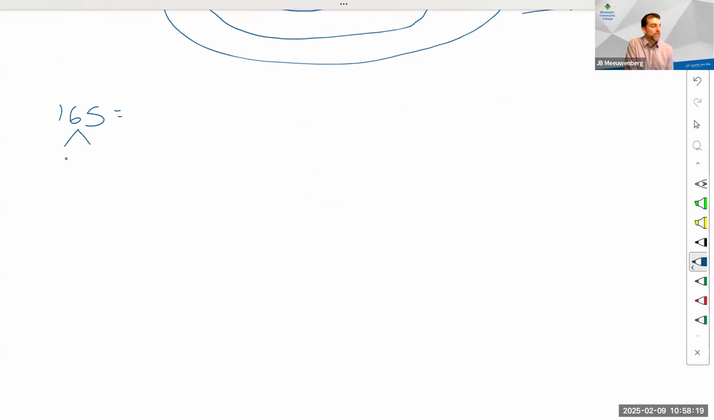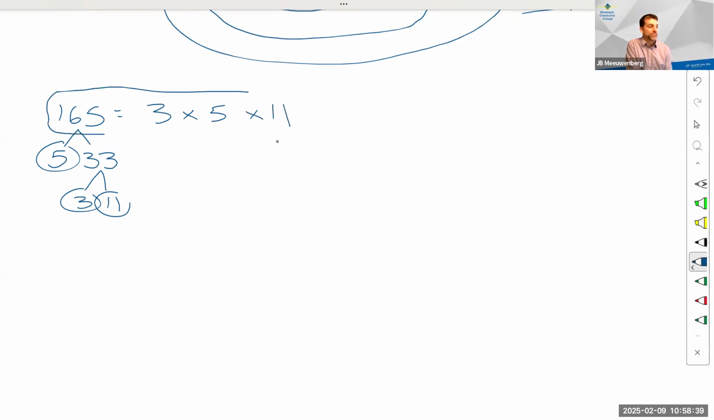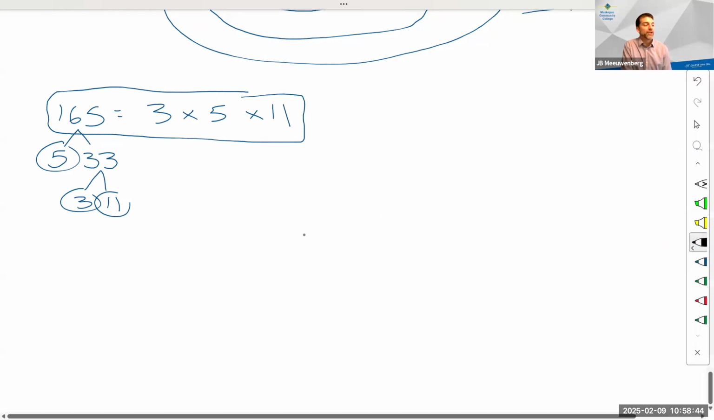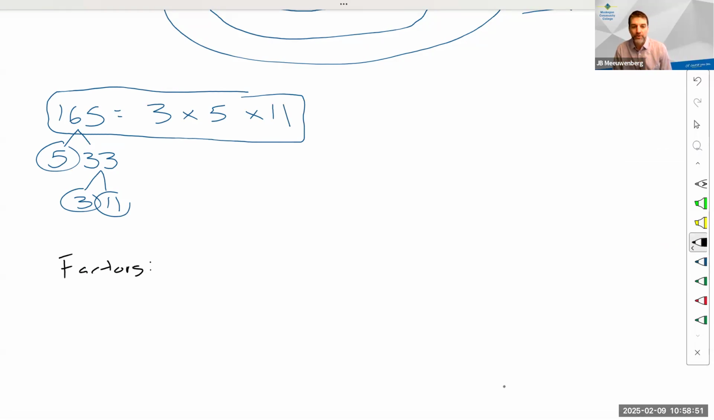Maybe you did a factor tree. Maybe you said, I know 165 is divisible by 5. Do a little division, and you see that's 5 times 33. 33 is not prime, it's 3 times 11. And so we end up with these 3 factors, 3 times 5 times 11. This is the prime factorization. Now see if you can use that information to find all of the factors of 165. I'll give you a moment to try to do that on your own.